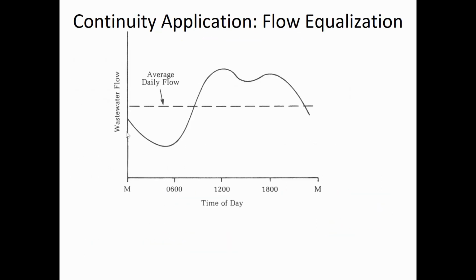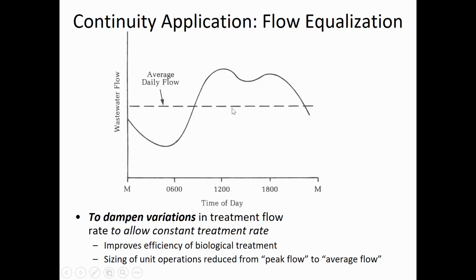In other words, you've got these big swings in flow during the day, and it's better if the bugs just have some constant flow rate. And so what you do to dampen the variations in a water treatment plant is you provide some tank that is filling up during the day when you've got a lot of flow, and the tank is emptying at night. So consider this graph where it's below the average in those nighttime hours and above the average in the daytime hours. If we look at this, it tells us when the tank is filling and when the tank is emptying.